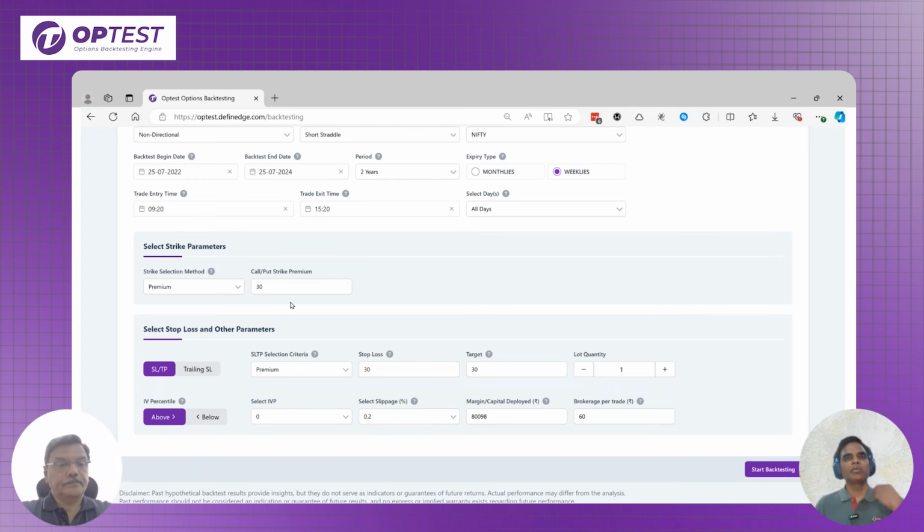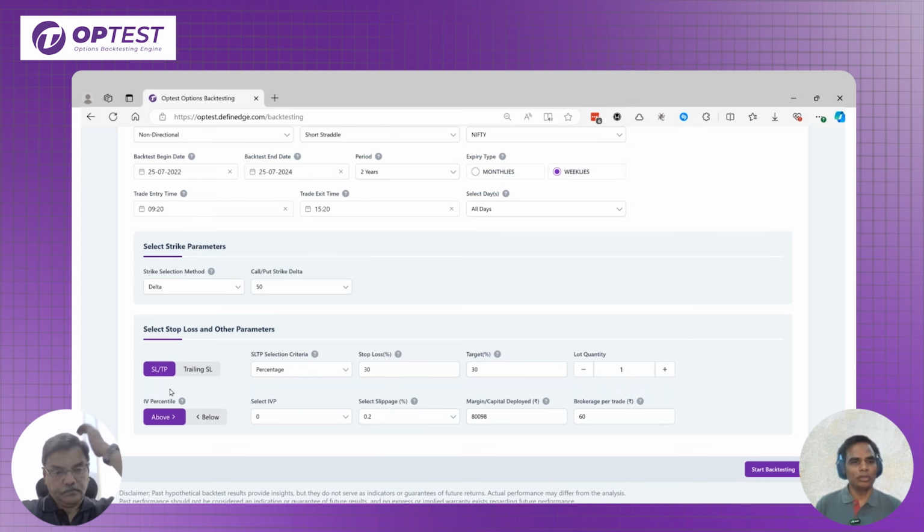And the premium is based on how much premium you want to choose. So let's say somebody wants to enter a straddle only when a certain premium is available. Let's say he wants 300 rupees premium, then only he wants to enter. So it will select that much premium for each strike. Like 30, 30, or 100, 100, so 200 combined. So it will select based on how much premium you want for your strategy. So let's select the default, the delta method, which is the at the money strike price.